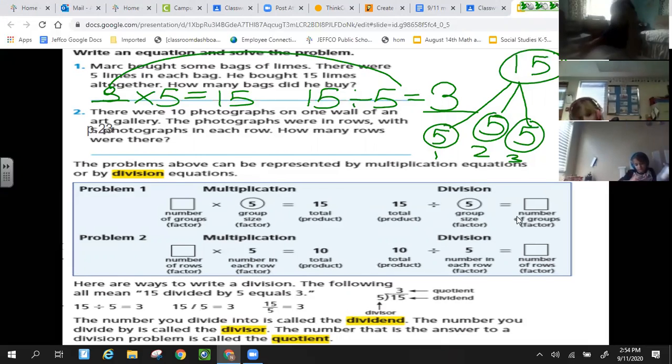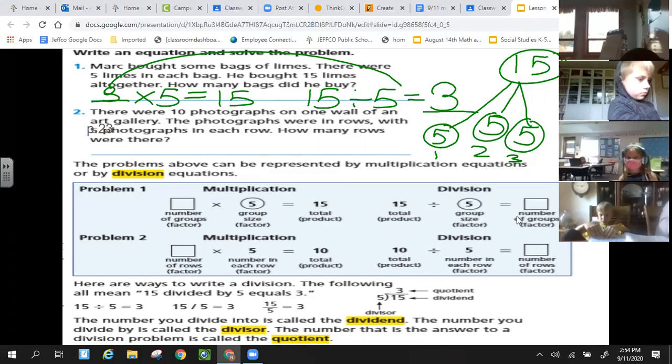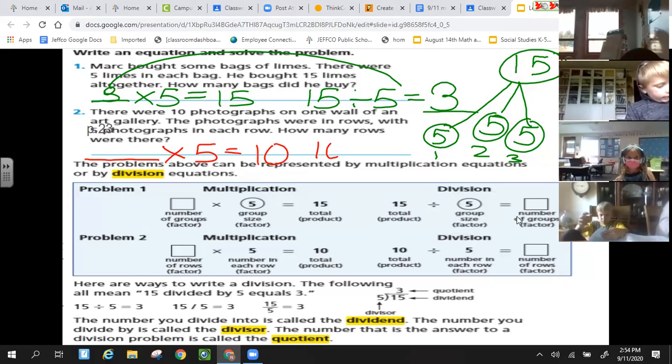There were 10 photographs on one wall of an art gallery. The photographs were in rows with 5 photographs in each row. How many rows were there? Again, we know the total. We know the number in each row, but we don't know the number of rows. That's our missing factor. So what times 5 equals 10? Or 10 divided by 5 equals what?